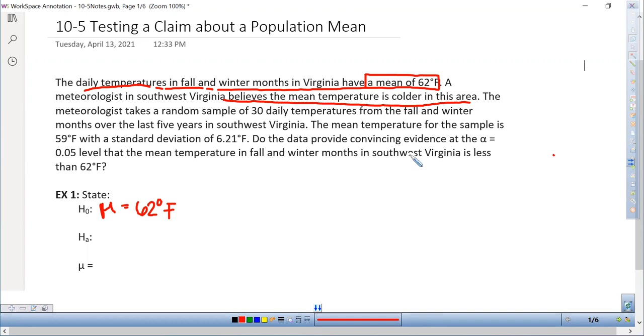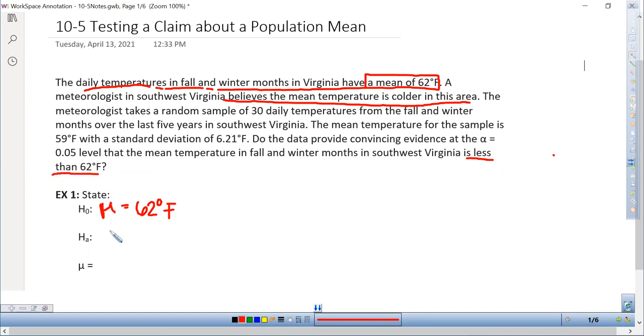The meteorologist takes a random sample of 30 daily temperatures from the fall and winter months over the last 5 years in Southwest Virginia. The mean temperature for the sample is 59 degrees Fahrenheit with a standard deviation of 6.21 degrees Fahrenheit. Do the data provide convincing evidence at the alpha equals 5% level that the mean temperature in fall and winter months in Southwest Virginia is less than 62 degrees Fahrenheit?